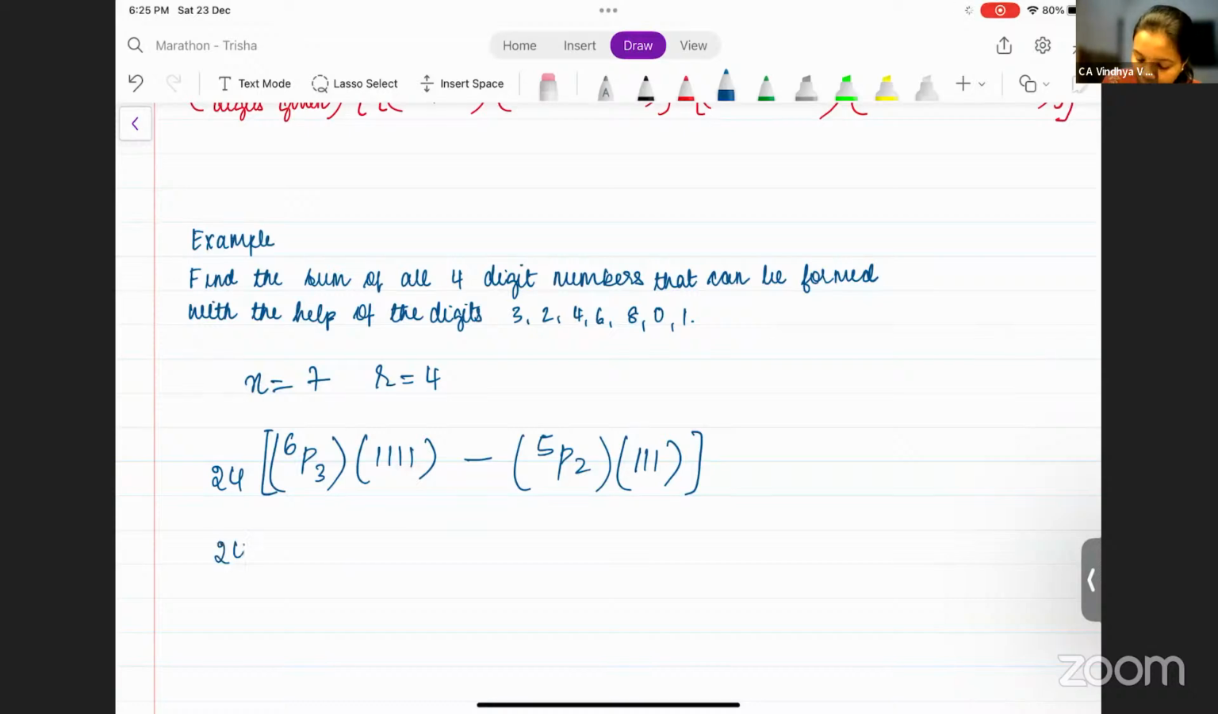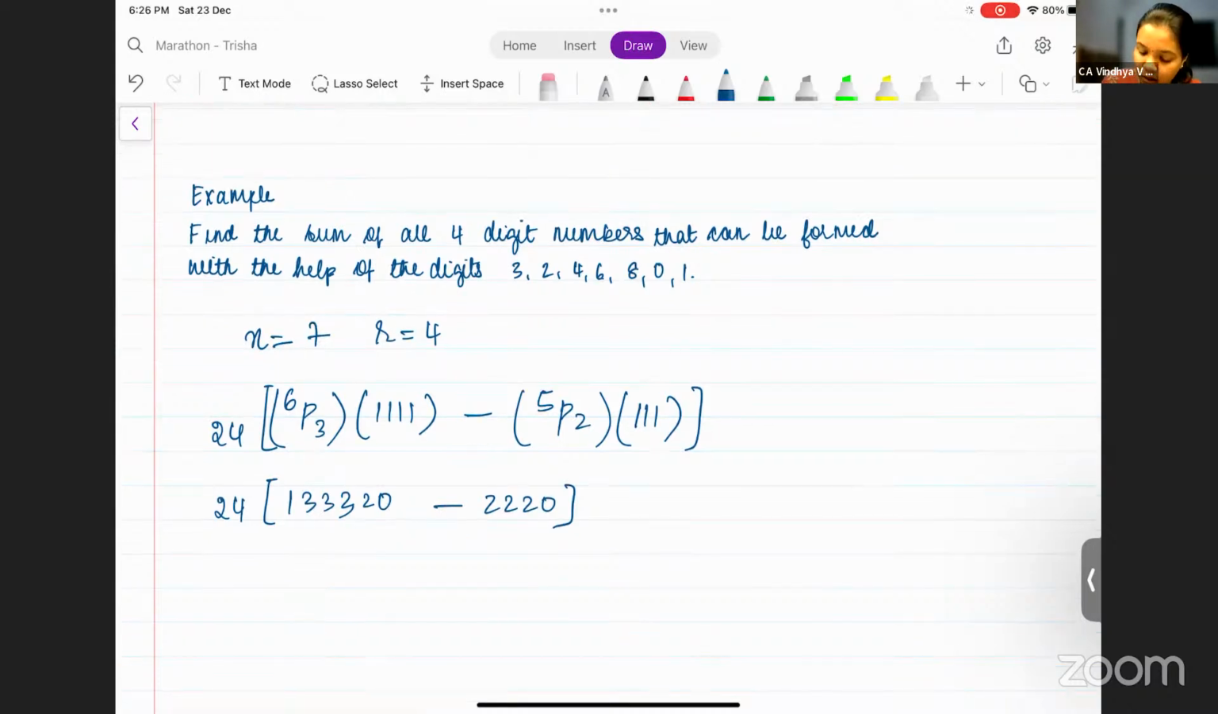You get 24 into 1,33,320 minus 5 P 2, which is 20, into 111, that is 2,220. So the final answer here would be 31,46,400. Okay, this is your summation or sum of the digits.